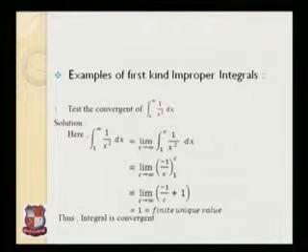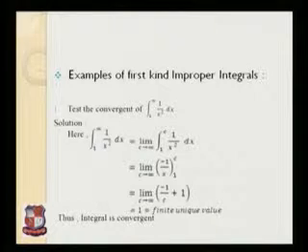Next step is equal to limit c tends to infinity integration of 1 upon x square is minus 1 by x, upper limit is c, lower limit is 1. Applying the upper limit, we have minus 1 by c, and applying the lower limit, it is plus 1. But when we apply limit c tends to infinity, then it will be 1 upon infinity plus 1, it is equal to 0 plus 1, it is equal to 1. So 1 is a finite unique value, so we can say that the given integral is convergent.